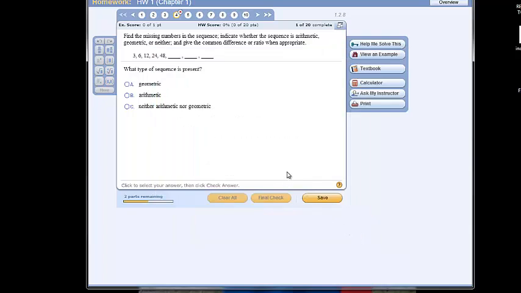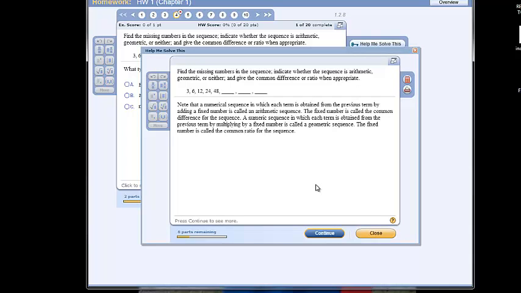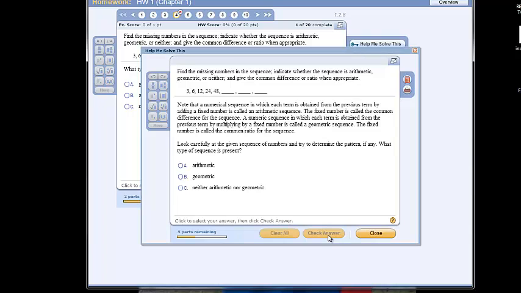Or if seeing an example is not enough to help you, then you can click on Help Me Solve This. And it will talk us through here. Again, it gives us the explanation of the differences between the two. In this case, it looks like 3 times 2 is 6, 6 times 2 is 12. It's just a fluke, but it turned out to be the same. I'll click continue, and I'm going to guess that I've got a geometric sequence.